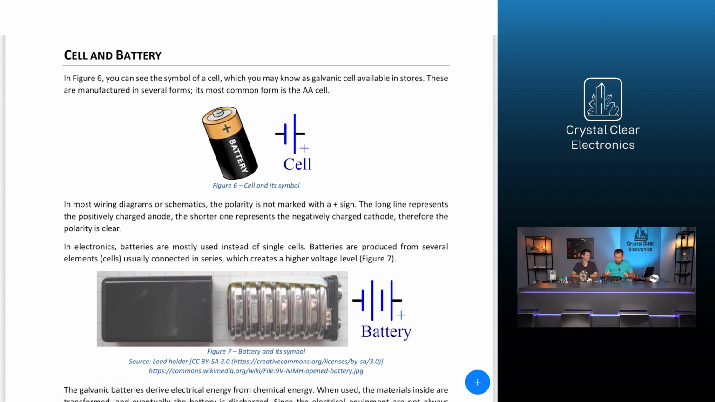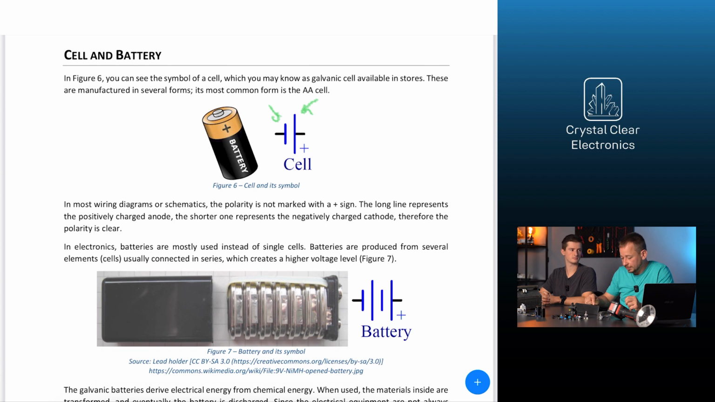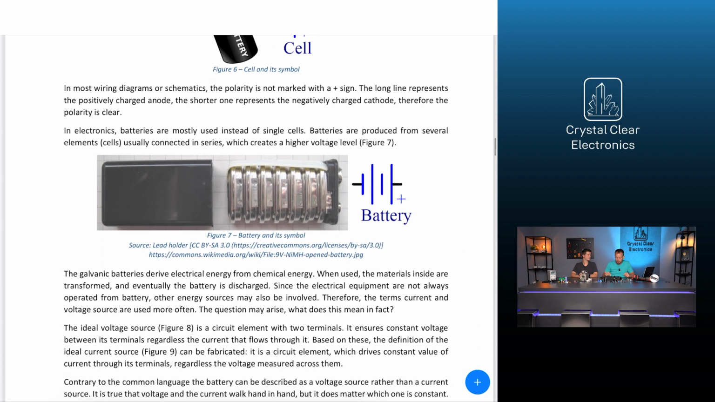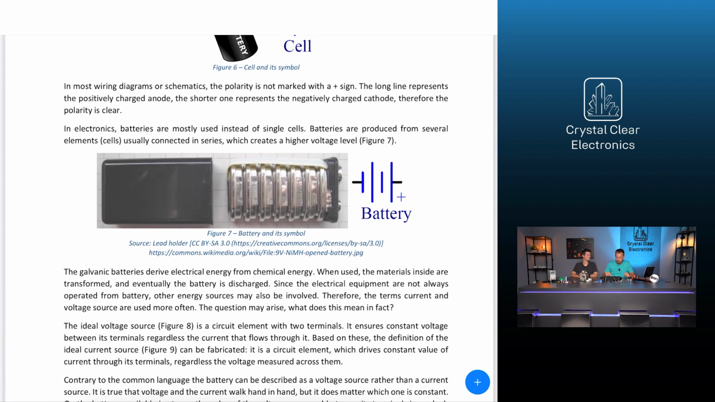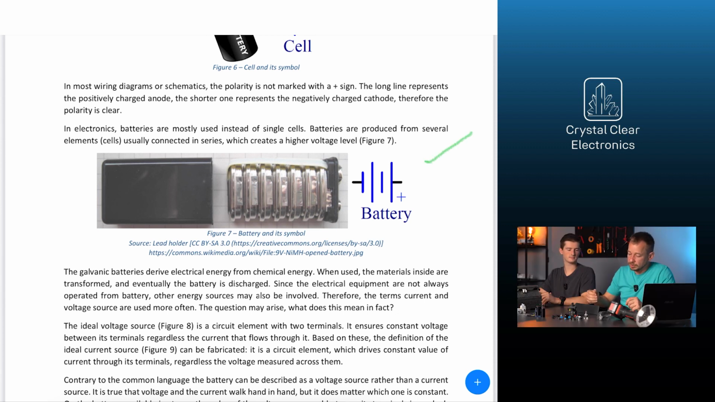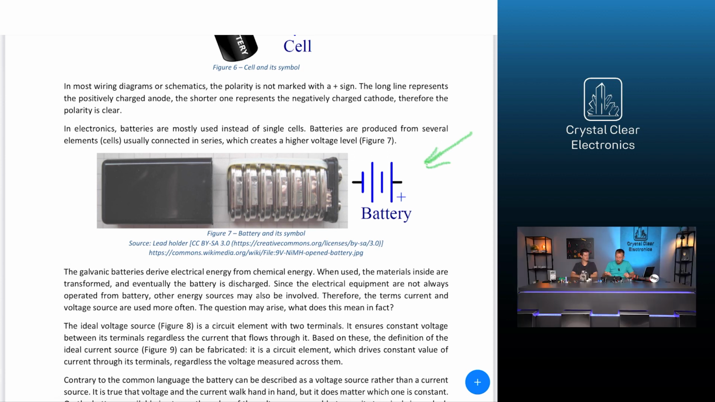In most wiring diagrams or schematics, the polarity is not marked with a plus sign. The long line represents the positively charged anode, the shorter one represents the negatively charged cathode, therefore the polarity is clear. In electronics, batteries are mostly used instead of single cells. Batteries are produced from several elements, cells, usually connected in series, which creates a higher voltage level. The battery symbol consists of a series of shorter and longer lines, which represent the cells of the battery.